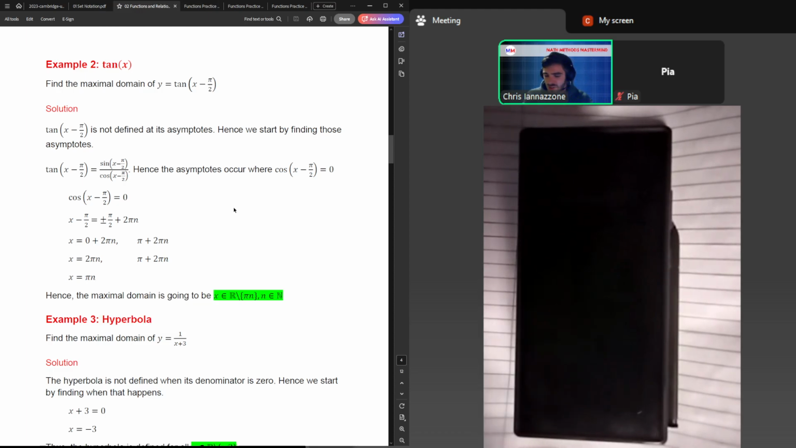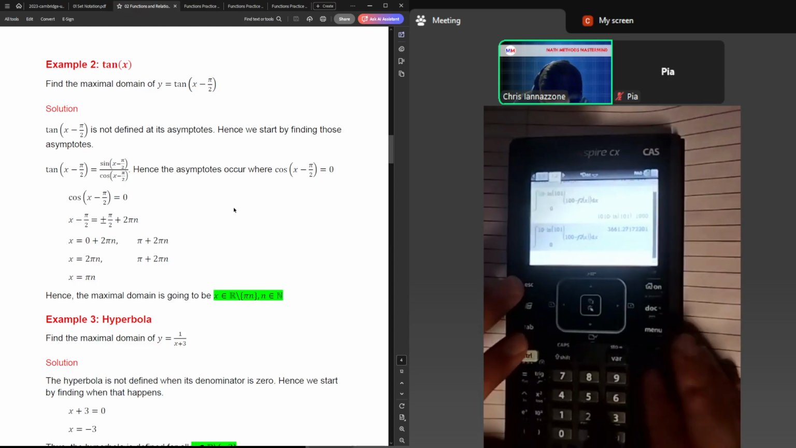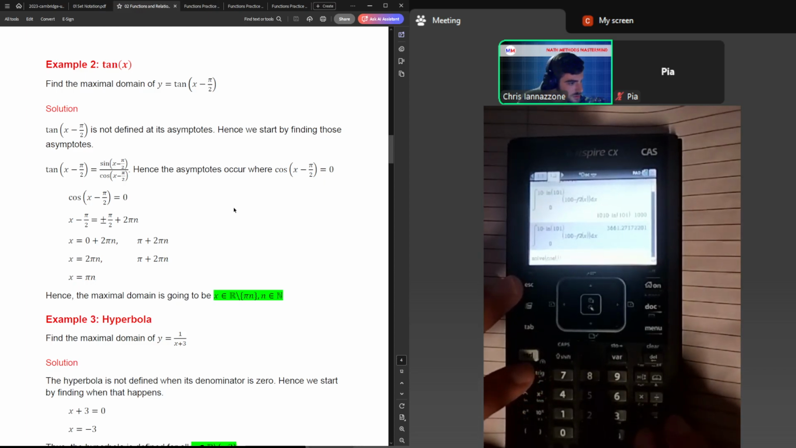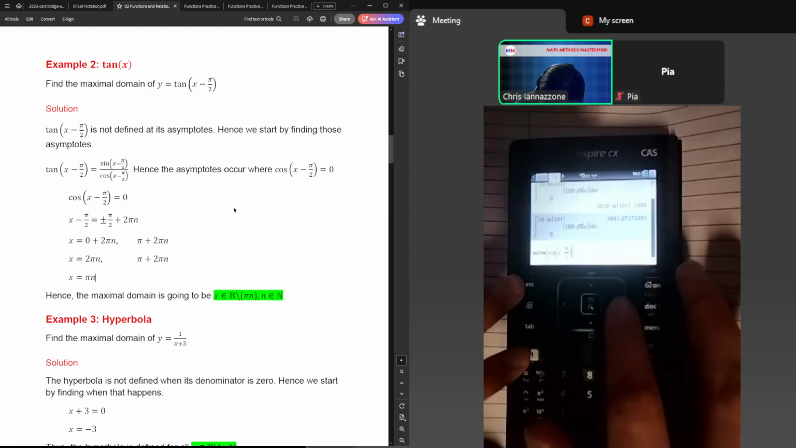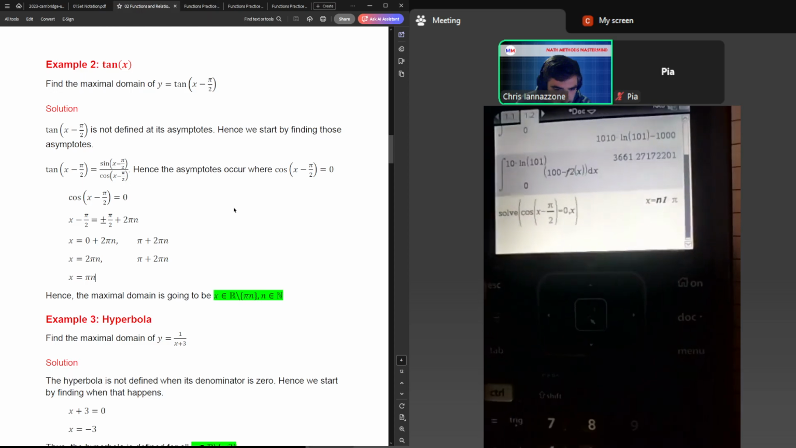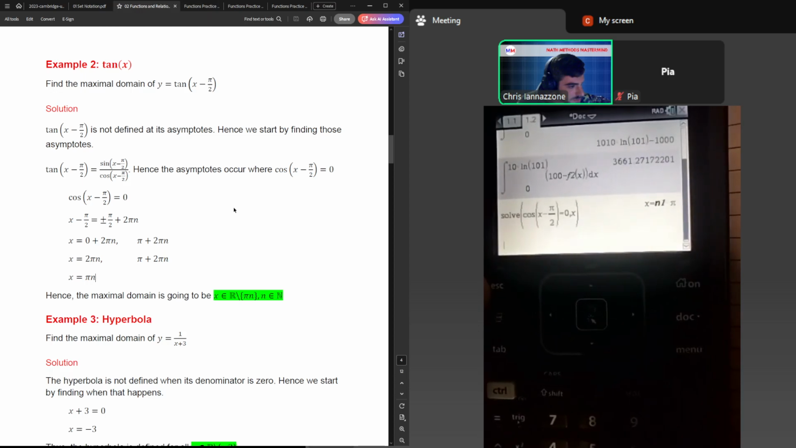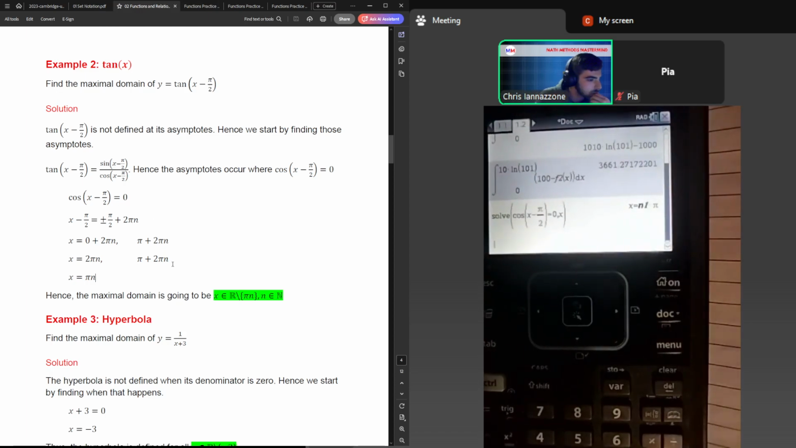Hang on a minute. Let me double check that on the CAS. I check for where cosine equals 0, and I give no domain. Cosine of x minus pi over 2 equals 0, comma x. Okay, it is just pi n. I guess I'm just losing it a little bit to figure out how we get pi out of that for what I've got here.